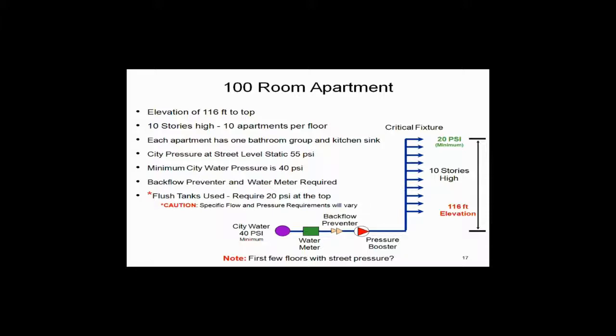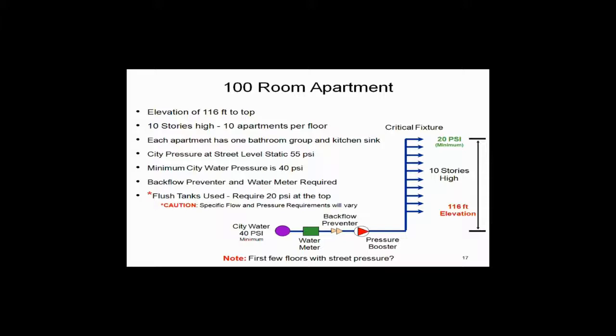10 stories high, 116 feet, and I want to make sure there's 20 pounds minimum at the top. Now, I've got a pressure booster. I've got to look at city water pressure. I've got to come up with the demand. So real simple, what are you trying to do? First thing over, it's very critical you maintain this.